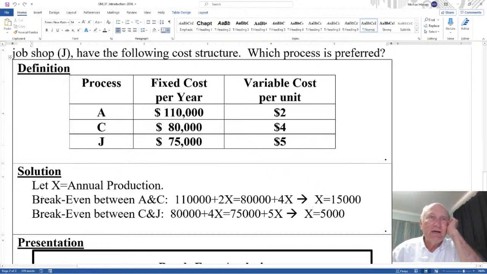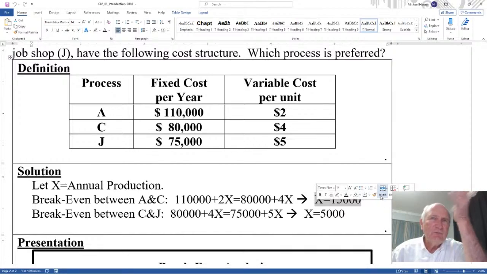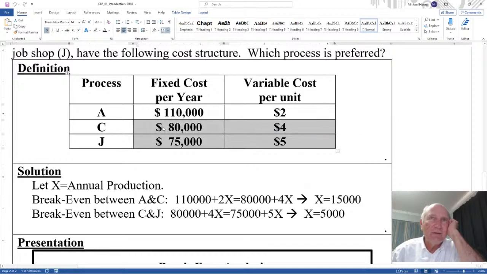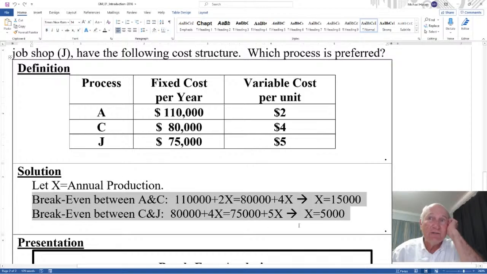Well, between A and C, I bring the fixed cost down, fix this here, fix this here. I bring the variable cost down times X, 2X, 4X, solve for X, and I got my break even. And I'll do this more on Wednesday. Again, between C and J, I bring the fixed down, I bring the variable down, solve for X, I got 5,000. Notice there's 5 and 15.